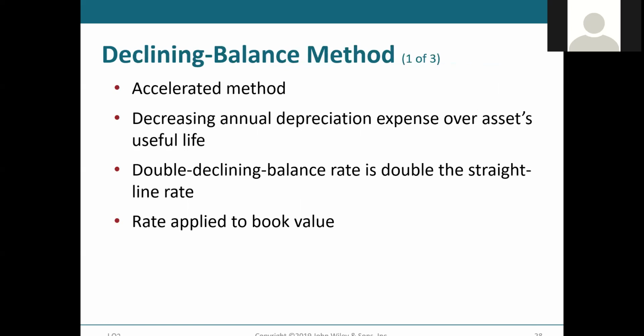Now we get into the double declining balance method. Double declining balance. Double, that word's important. This is an accelerated method. What this is going to do is put a lot of depreciation expense in the first year or two, and then very little as years go on. Double declining balance rate is double the straight line rate, and the rate's applied to the book value.